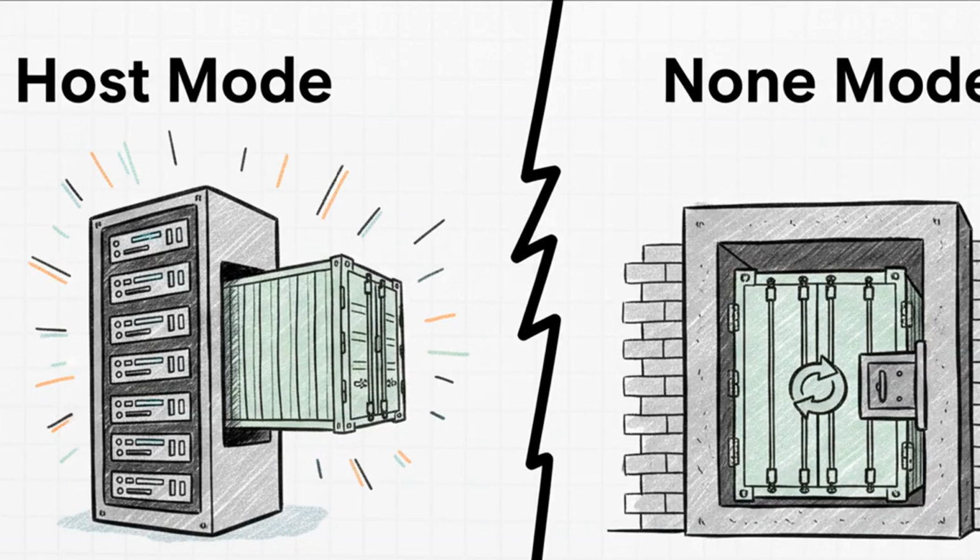On the total opposite end of the spectrum is none mode. Using --network none gives the container only a loopback interface, zero external access whatsoever. It's basically a locked vault. You use this to completely lock down network access for highly secure data processing or maybe batch jobs that only ever need to read from local volumes.